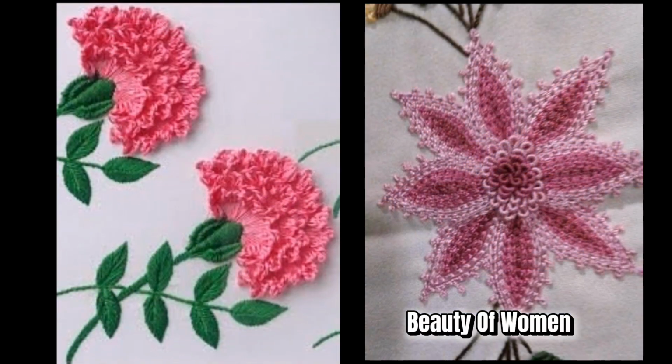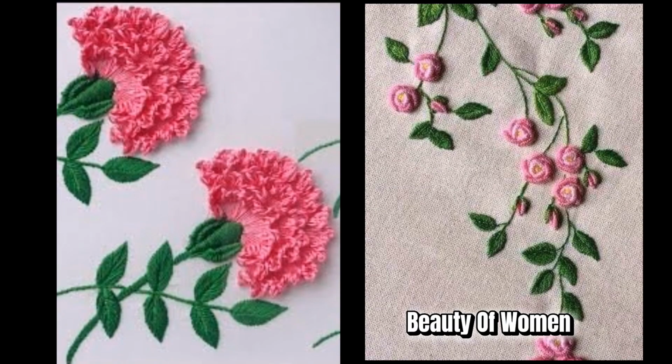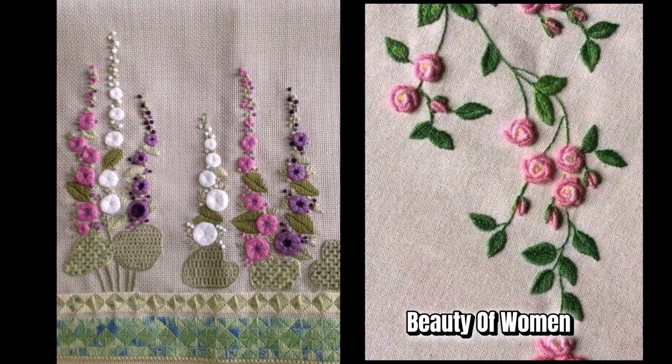Now let's talk about satin stitch embroidery. This stitch is used to fill shapes with smooth thread work. It gives a shiny and neat look.